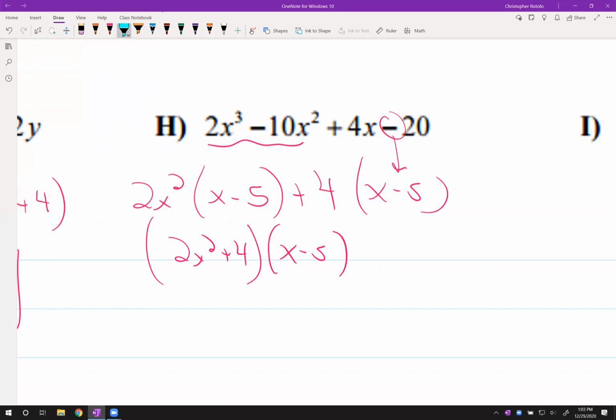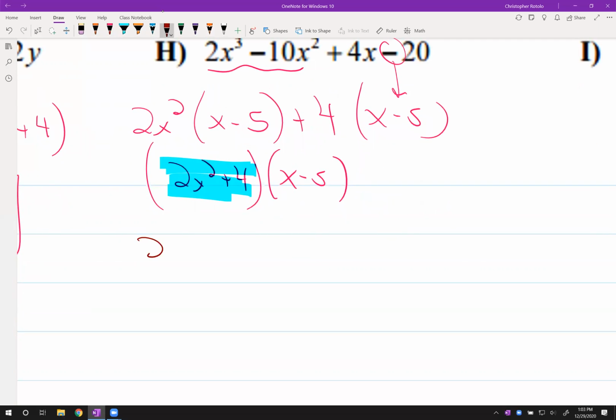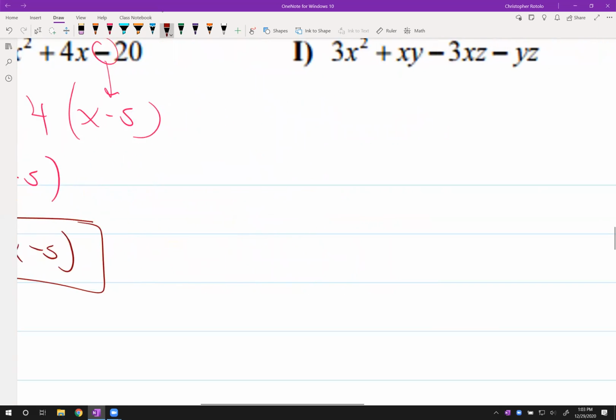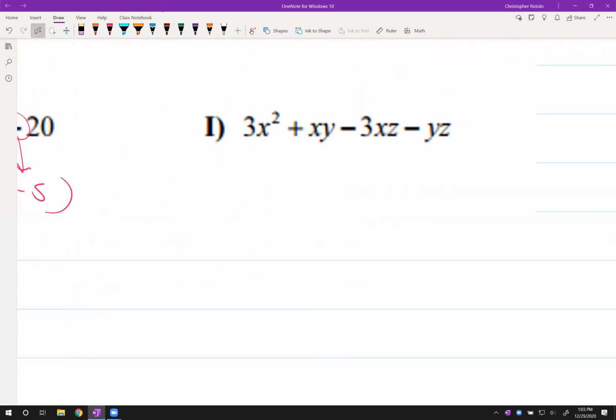Let me hit my highlighter. You're like, why are you hitting the highlighter? 2x squared and 4, what's the GCF, my friend? 2. So x squared plus 2 and x minus 5. Notice that's only going to come out of the first binomial. It doesn't have to go out of both, and it shouldn't, technically.